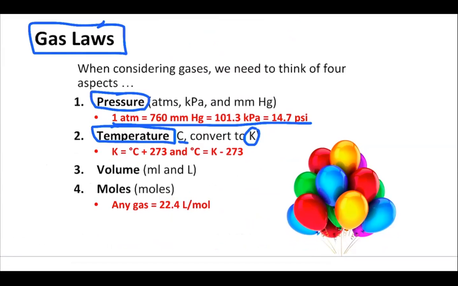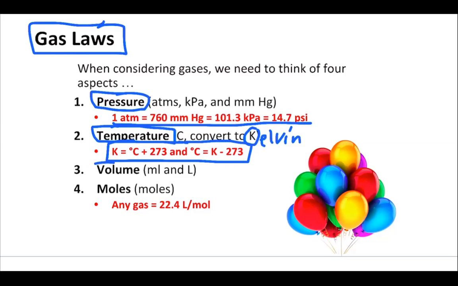Kelvin. Very good, right? Scientific unit for temperature. You can convert between Kelvin and degrees Celsius just by adding or subtracting 273. So there's a good conversion to know. If you've got Celsius and you need Kelvin, you just take your Celsius and add 273. If you've got Kelvin and you need Celsius, you subtract.